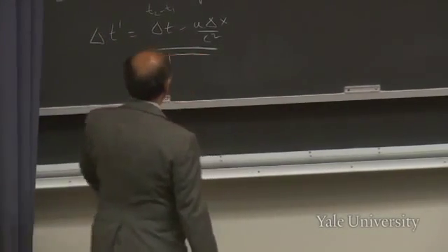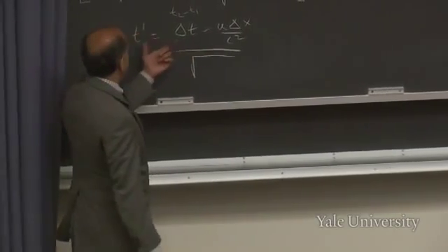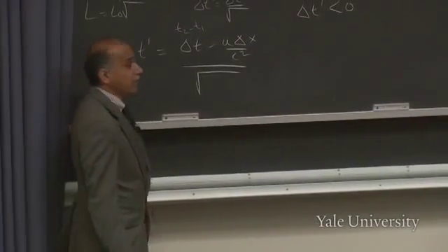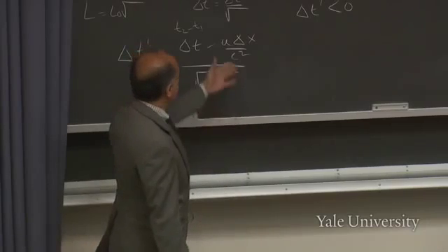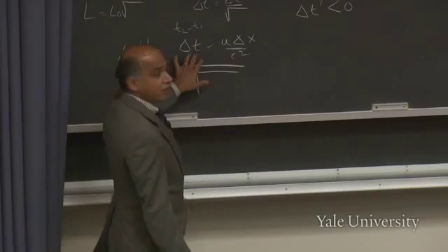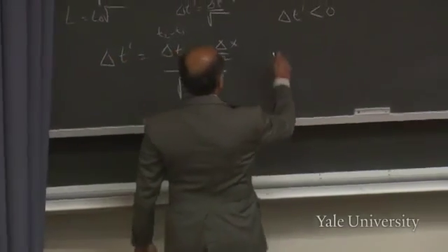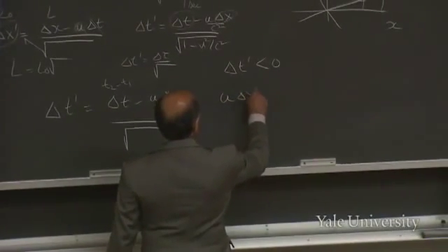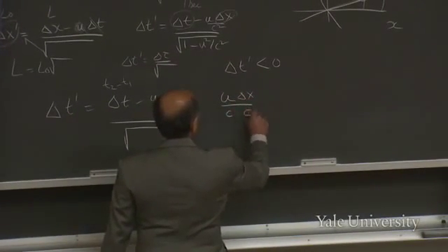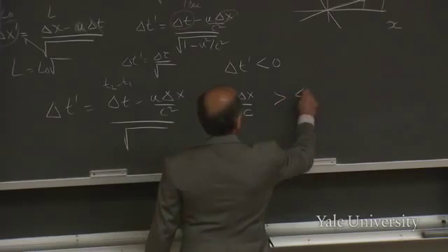So we go and ask this equation, if delta t is positive, when will delta t prime be negative? Well, it's very simple algebra. You want this term to beat that term. So that will happen if u delta x over c squared is greater than delta t.